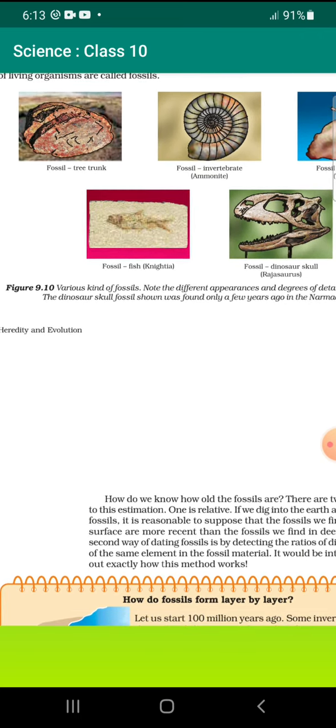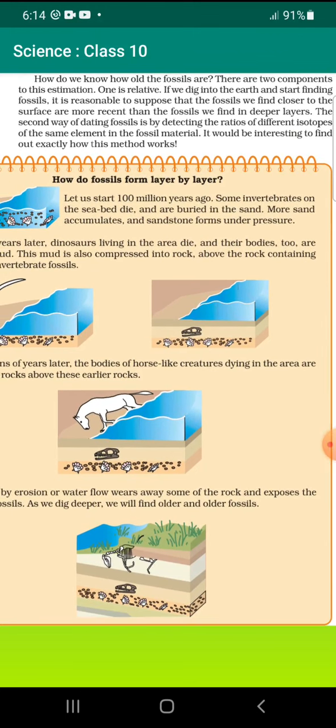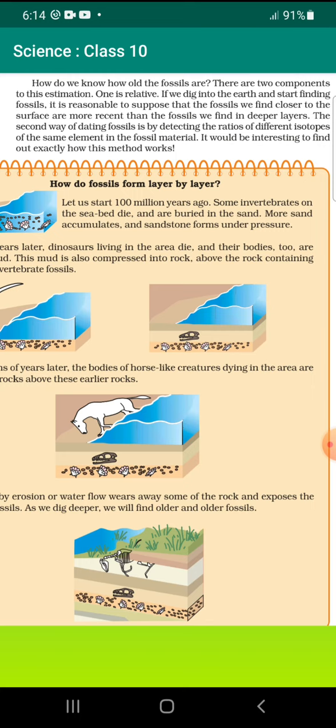How do we know how old the fossils are? There are two components to estimation. One is relative. If we dig into the earth and start finding fossils, it is reasonable to suppose that the fossils we find closer to the surface are more recent than fossils we find in deeper layers. The second way of dating fossils is by detecting the ratio of different isotopes of the same element in fossil material.